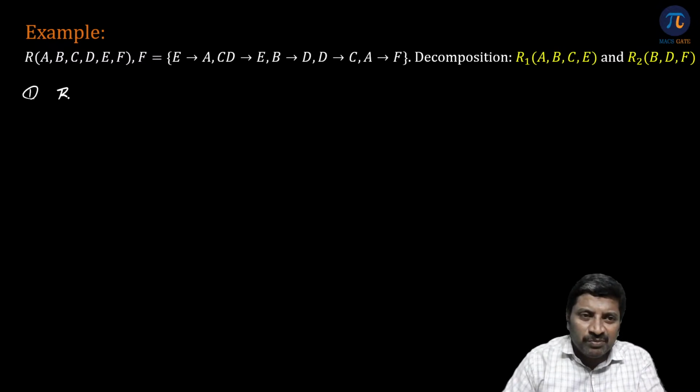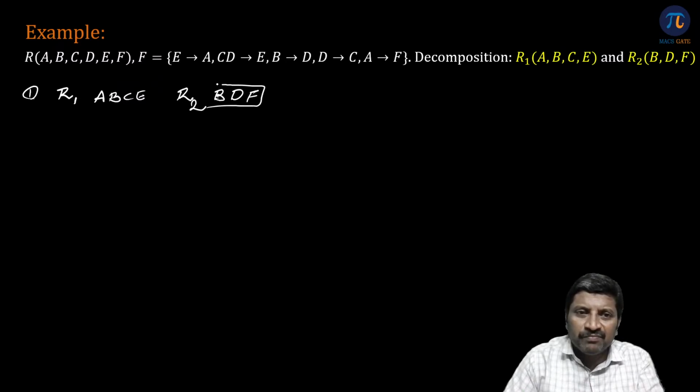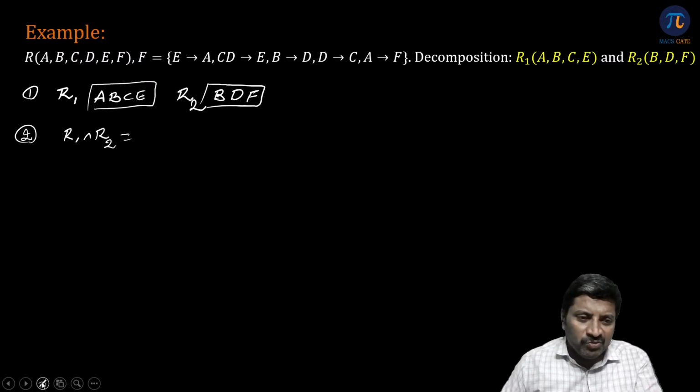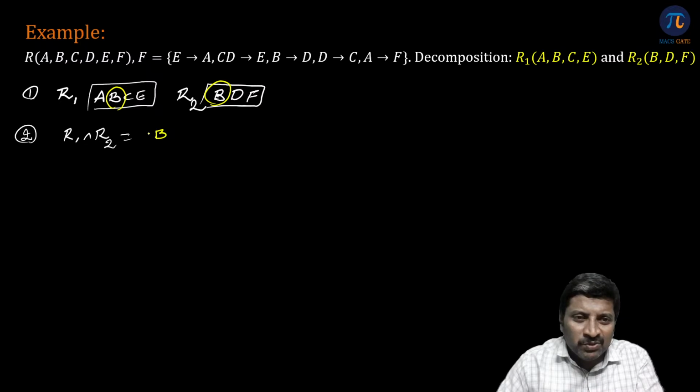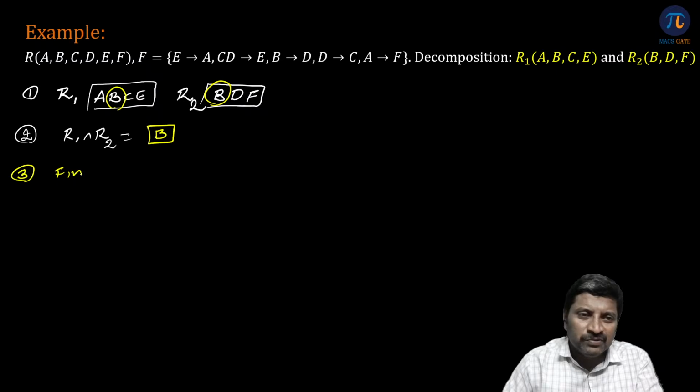So what is the first step? R1, A, B, C, R2, D, E, F. The second step, R1 intersection R2. What is the common attribute? The common attribute is B. Right? I think every time we are getting B, sir. Fine. So let us have B. What is the third step? Find the closure of B.